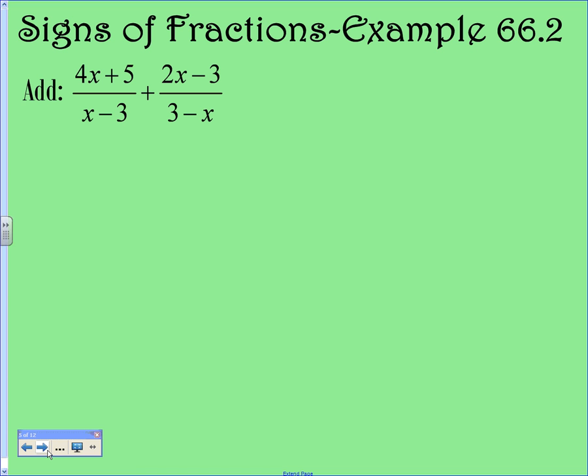I've got different denominators, right? But are they similar to each other? So which one do you want to be your common denominator? X minus 3 or 3 minus x? Okay, x minus 3. So how would we make that 3 minus x into an x minus 3? Okay, but are those equal? No. So what do I need to do?